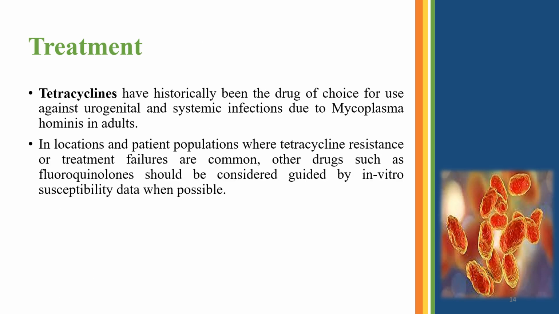Treatment of Mycoplasma hominis infection. Tetracyclines have historically been the drug of choice for use against urogenital and systemic infection due to Mycoplasma hominis in adults. In locations and patient populations where tetracycline resistance or treatment failures are common, other drugs such as fluoroquinolones should be considered, guided by in vitro susceptibility data when possible.